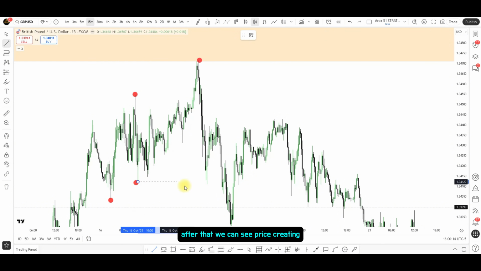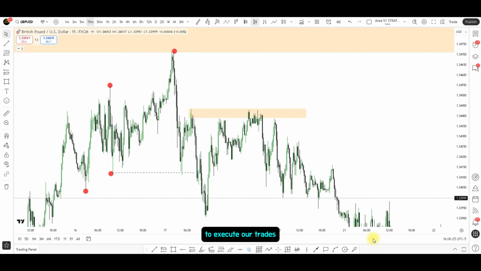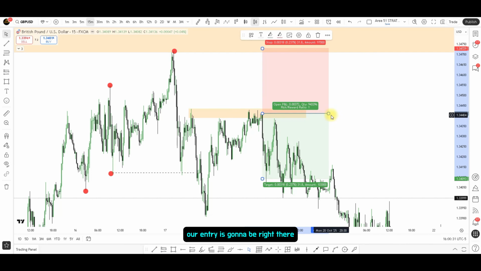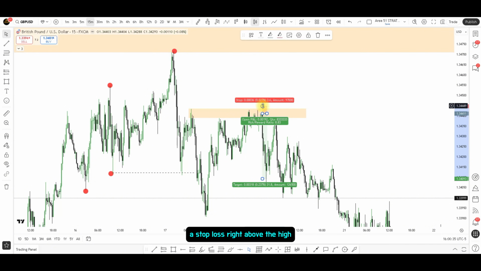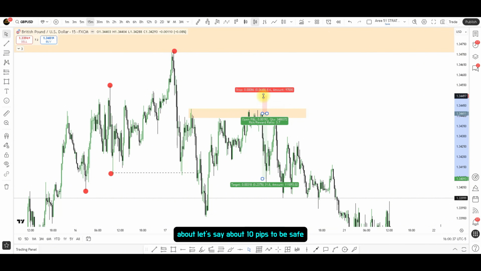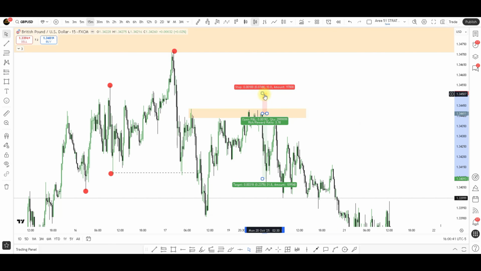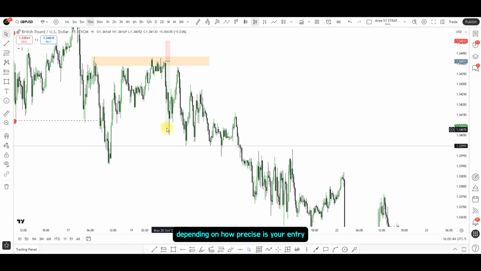After that, we can see price creating what we call a change of character on the 15-minute time frame. After that, we're going to go ahead and mark our 15-minute supply zone to execute our trades. And then our entry is going to be right there, with a stop loss right above the high, about, let's say, 10 pips to be safe. 10 pips is your safest zone, depending on how precise your entry is.